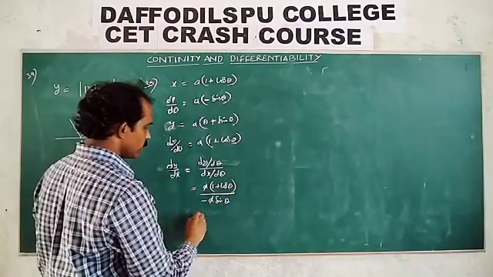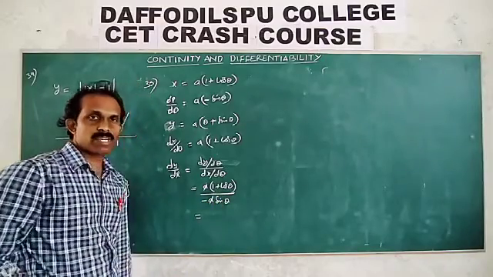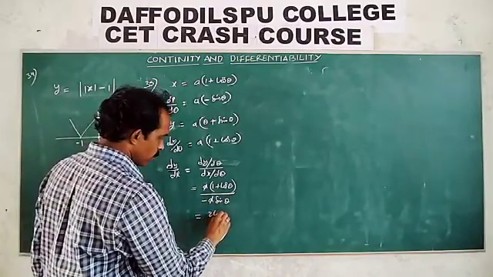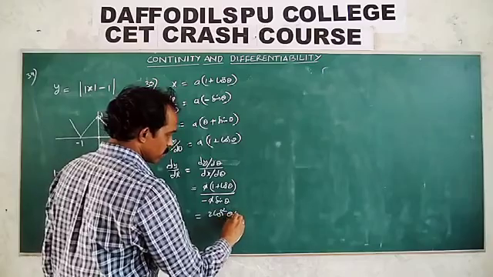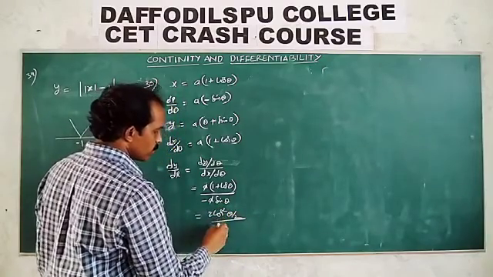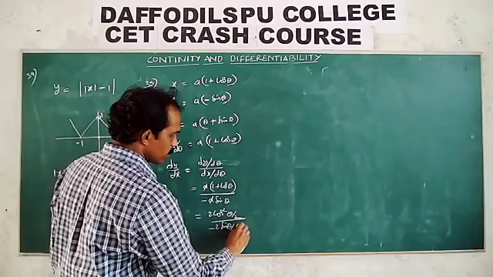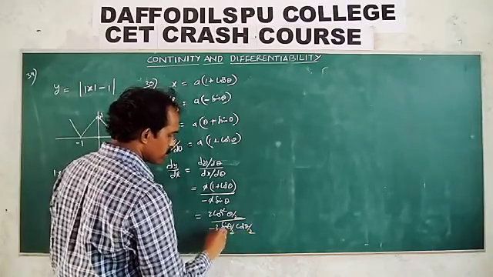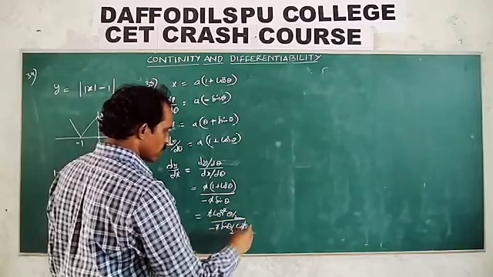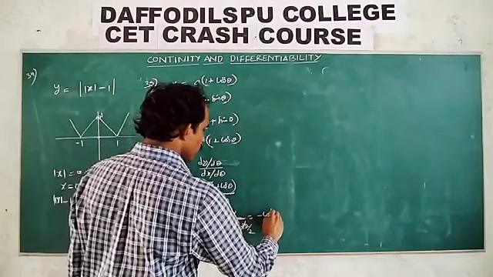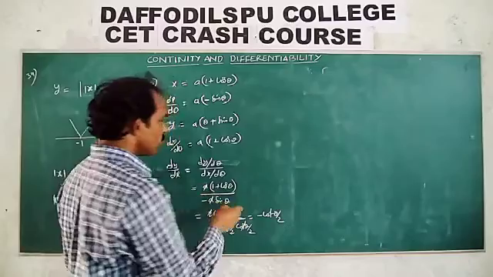a cancelled. So 1 + cos theta can be written as 2 cos square theta by 2, formulas compulsory, divided by sin theta, which can be written as minus 2 sin theta by 2 cos theta by 2. The 2 cancels, one cos cancels, so the remaining value is minus cot theta by 2 for dy by dx.